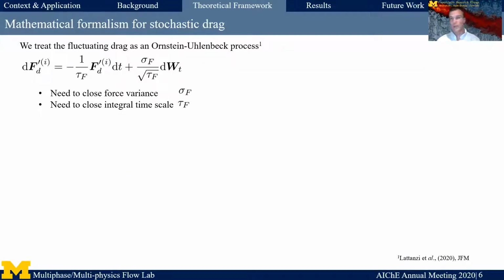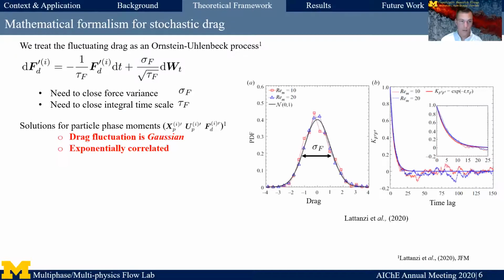So the big introduction here is this fluctuating drag force, and how do we model that? We're going to utilize an Ornstein-Uhlenbeck process, which has two closures, being the standard deviation in the drag force, as well as the integral timescale of this fluctuating drag. In our recent work, we consider basically analytically deriving what results from this fluctuating drag treatment.